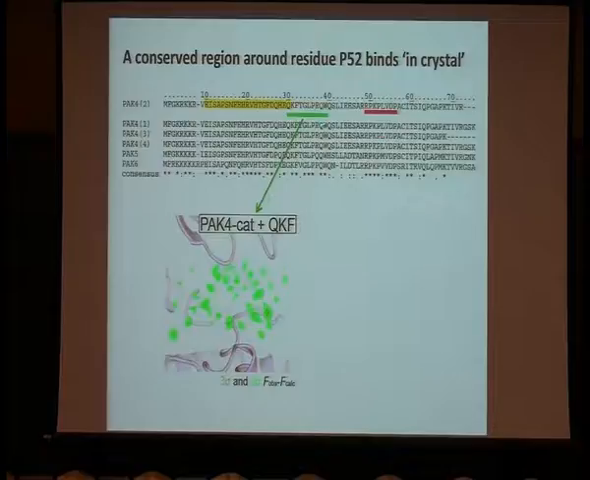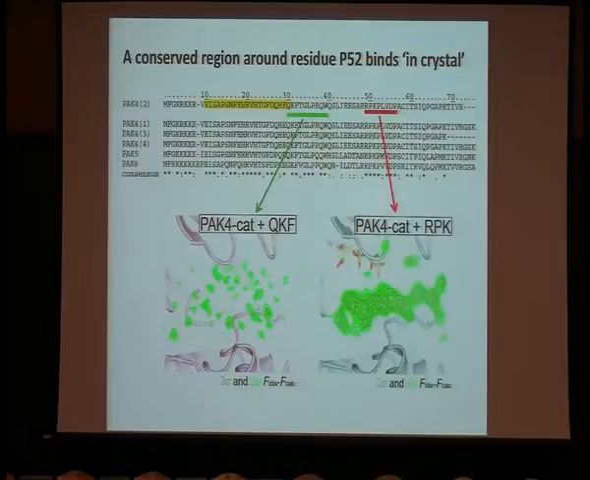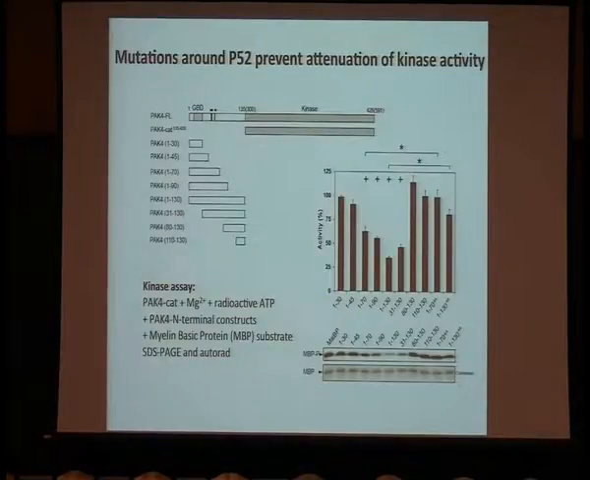The co-crystal of the green peptide basically showed no electron density at that particular location. The co-crystal with the red peptide showed a significant amount of electron density that was very, very similar to the full-length protein. So based on that, we made point mutations around the region of that sequence, which is close to residue proline 52. And those point mutations, for example, here and here, release the ability of these constructs to inhibit catalytic activity. So, for example, 1 to 130 when you have those point mutations does not inhibit phosphorylation of MBP as much as the wild type.